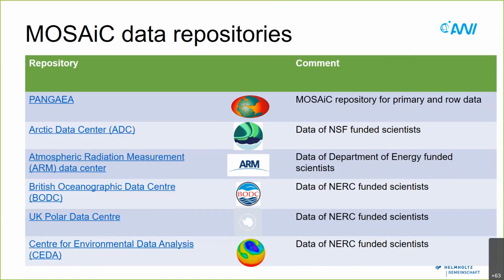So typically scientists that received funding from national institutes in the US or Great Britain are asked to submit the data with the national repositories. So these are Arctic Data Center, ARM, BODC, and other data centers in the UK, where scientists funded by NERC need to submit their data. So this is all right.